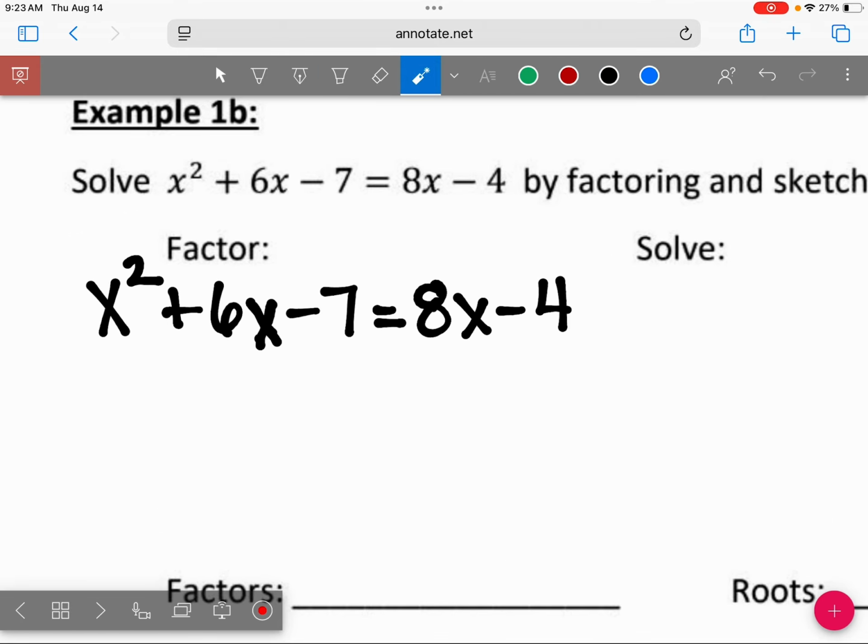How do I get rid of a number that's positive? Do I add it or subtract it? Subtract it, but I got to subtract it from its friend. This is the friend because they both have something in common. They both have one x that they chilling with. So they can be together. The other thing I need to take care of is a minus 4. How do I get rid of or eliminate something that's being subtracted? Add it. I'm going to add it to its friend, which is the negative 7.